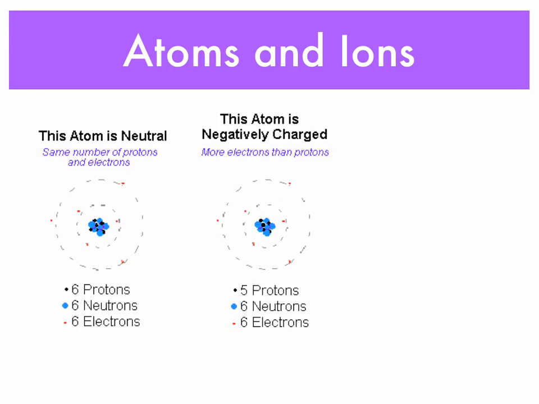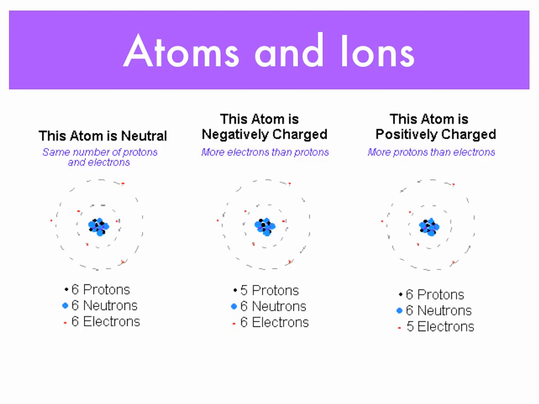If an atom has more protons than electrons, this is a positively charged atom, and we call this a cation. Cation, C-A-T-I-O-N. For example, if an atom had 6 protons but only 5 electrons, it would have a +1 charge, making it a positively charged ion or a cation.